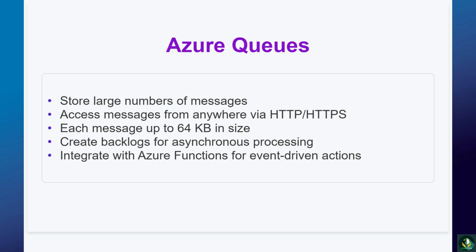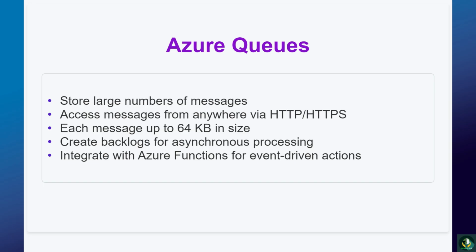While this might seem limiting for larger payloads, it's important to note that queues are typically used for short, action-oriented messages rather than for storing large amounts of data. For scenarios requiring larger message sizes, a common pattern is to store the bulk of the data in another Azure storage service, like blob storage, and use the queue message to store a reference to this data.